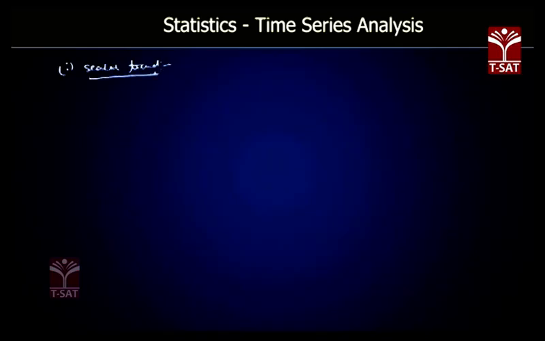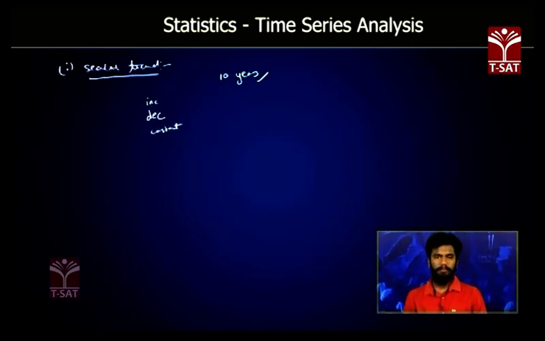Usually this secular trend assumes a time period of 10 or more than 10 years. The best examples you can give are population census, calculating the population, agricultural production over a decade, or the birth and death process over a decade. This secular trend usually considers long intervals of time. In this, the values may increase, decrease, or remain constant.